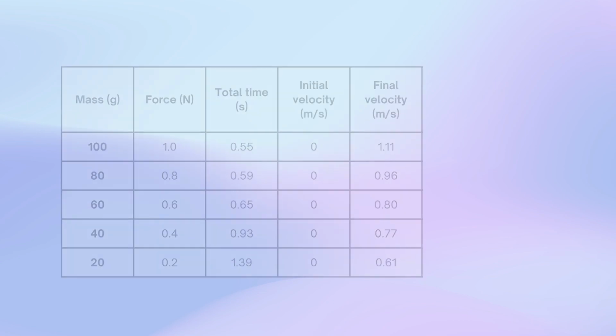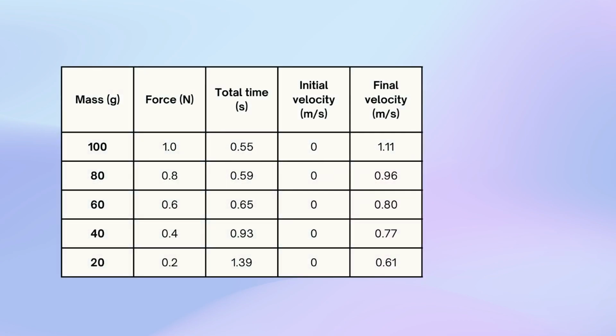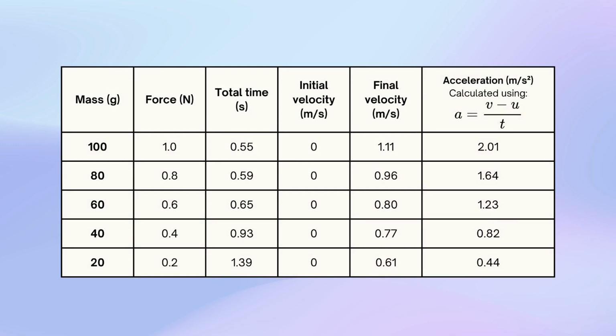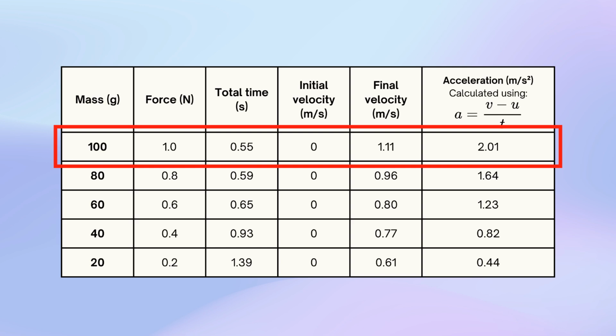We can therefore create a table with all this information and calculate the acceleration using it. For example, when we have 1 newton of force, the change in velocity is 1.11 minus 0, which equals 1.11. When divided by the time taken, which was 0.55 seconds, we calculate an acceleration of 2.01 meters per second squared.